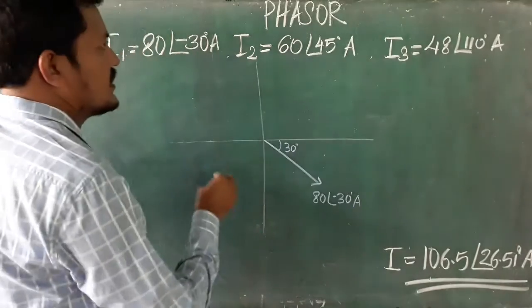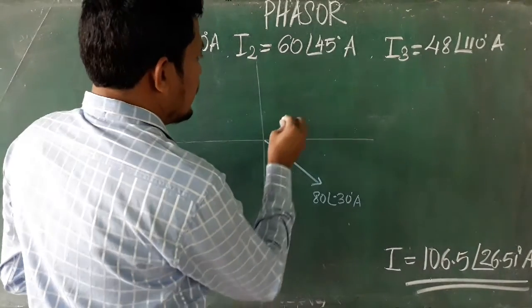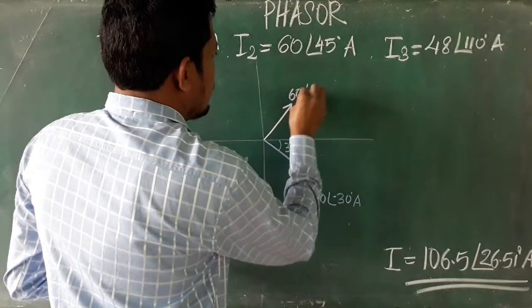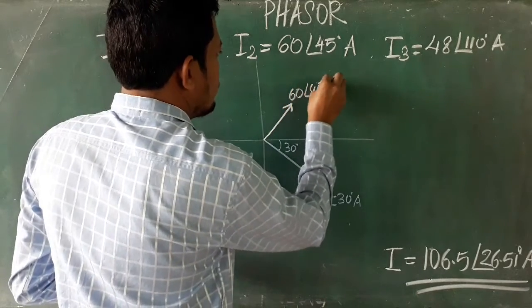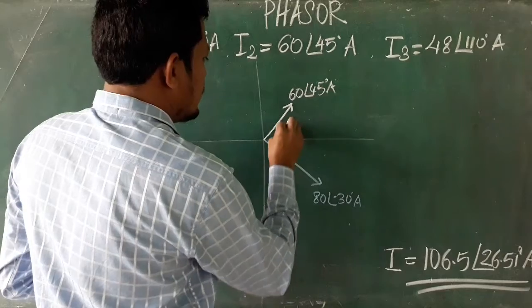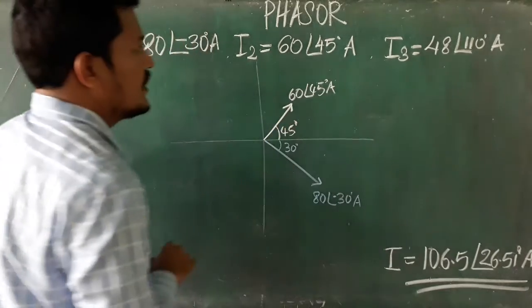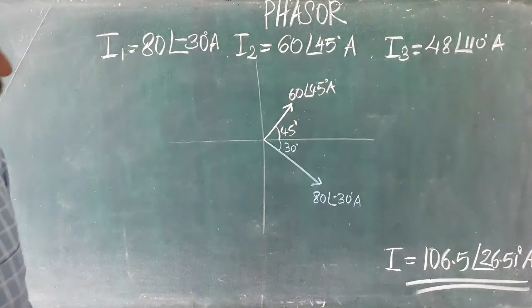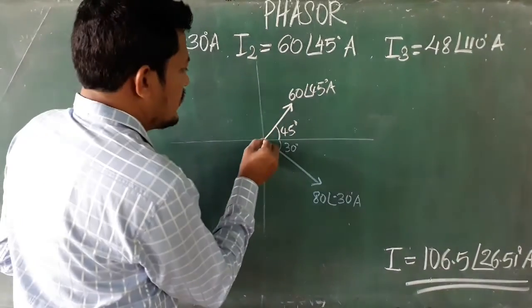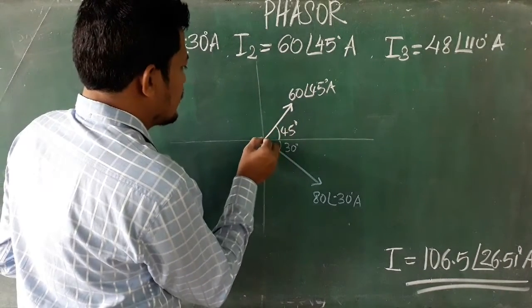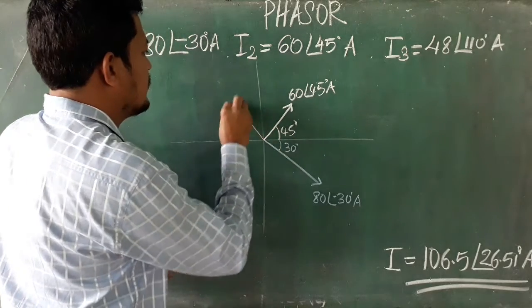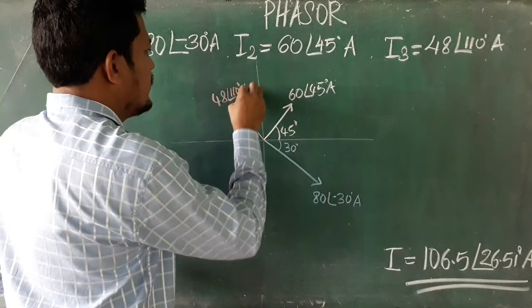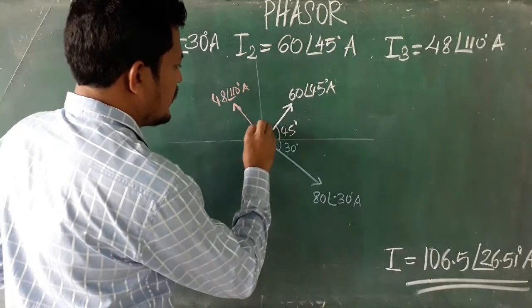And the second one is 60 at 45 degree. So this is 60 at an angle 45 degree. And the third one is I3, 110 degree from the x-axis. So maybe it comes here. So 48 at an angle 110 degree, so much ampere. So this is the 110 degree.